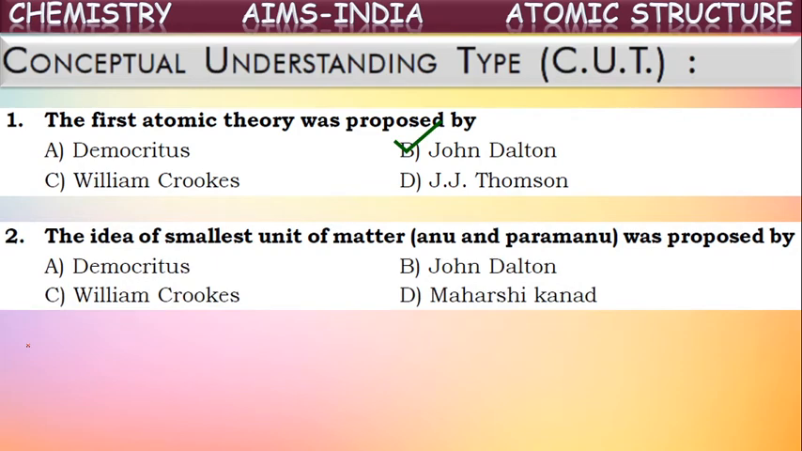Next one, the idea of the smallest unit of matter was proposed by... So here, to avoid a little confusion, they have given Anu and Paramanu in the bracket as hints. Actually, the first concept of atom was given by, as we said, John Dalton. But in the ancient times in our India, our saint Maharshi Kanad gave the idea of Anu and Paramanu. So to avoid the confusion, in the bracket they have given Anu and Paramanu. So the concept of Padartha, Anu and Paramanu was proposed by Maharshi Kanad.